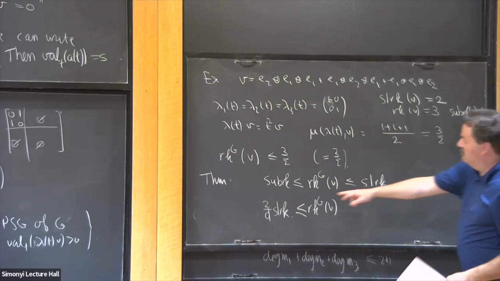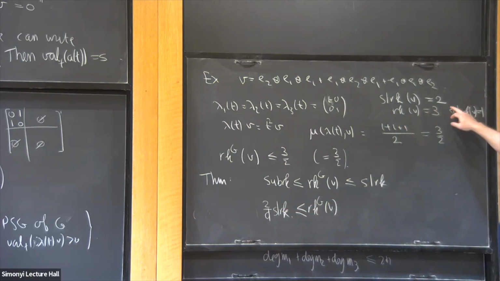But 2/3, if I multiply this with 2/3, I get 4/3, which is more than 3 over 2.